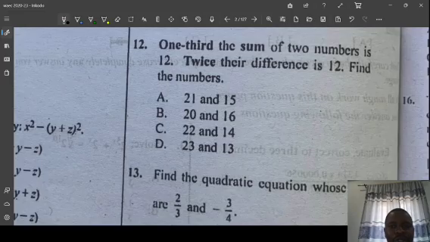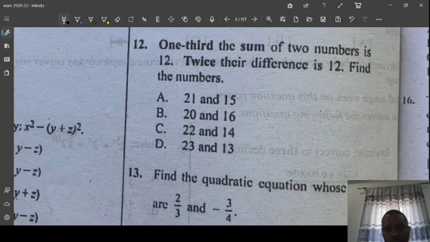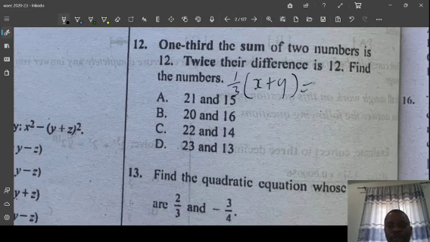Welcome to question 12 of this WAEC past question. The question says one third of the sum of two numbers is 12. Twice their difference is 12. Find the numbers. So let the two numbers be x and y. We are told that if you sum them together, x plus y, one third of this, that is one third of x plus y, is equal to 12. That's my first equation. I'm also told that twice their difference, that is x minus y, if you subtract them, twice of that difference is also equal to 12.